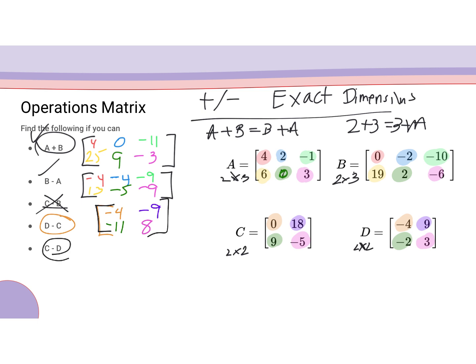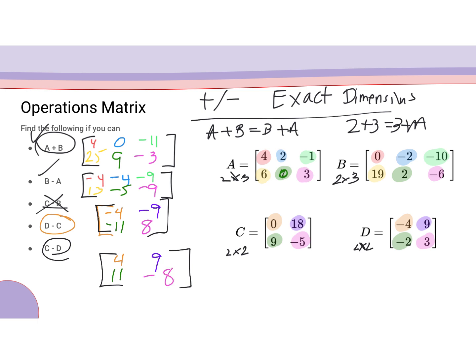And now if I do C minus D, so again, we're going to do it this way. So now I go the other way. 0 minus negative 4, that's a positive 4. 18 minus 9 is positive 9. 9 minus negative 2 is 11. And negative 5 minus 3 is negative 8.